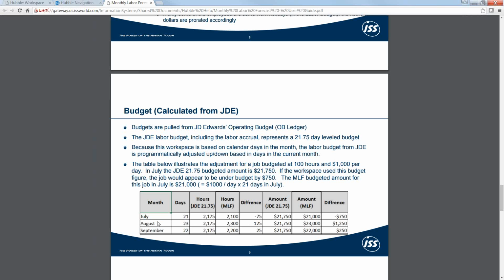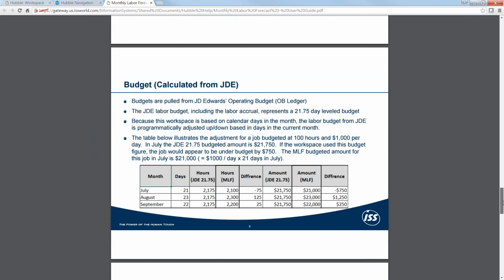On the other hand, if we look at August, we'd be running it right on plan. We'd be at $23,000, but the budget would only show $21,750. It would look like we were running the job over when in fact we're not. So this makes sure that it realigns everything for that purpose.